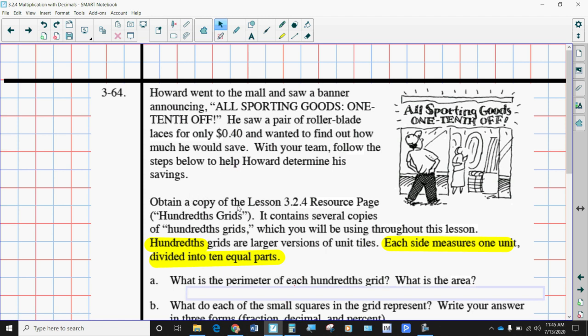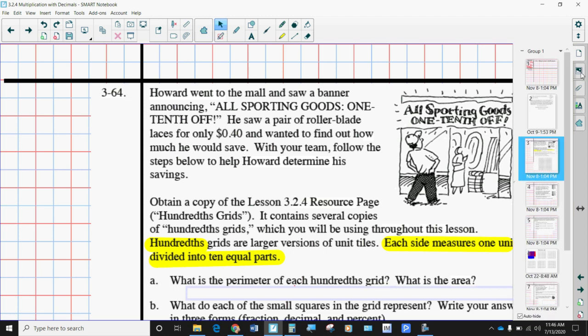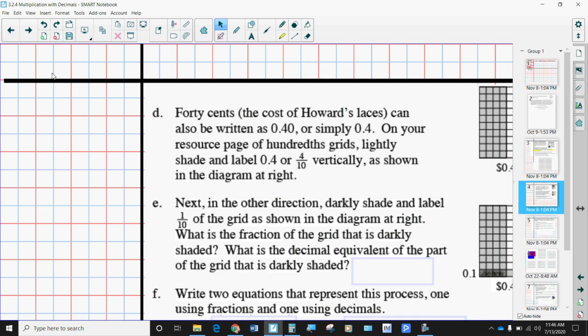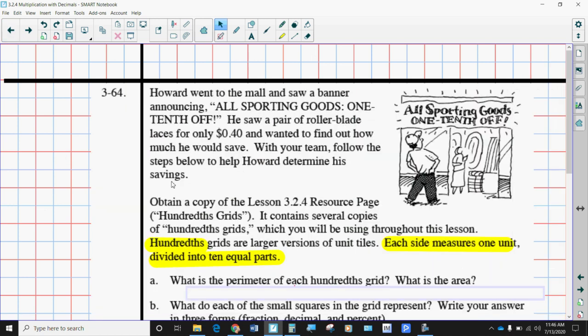So obtain a copy of this resource page. I attached one to Classroom, so you could go ahead and print that off, or you could create your own, but to be honest with you, it can be a little bit tricky if you're going to create your own hundredth grids. Maybe I'll show you. This is what a hundredth grid would look like. So it's 10 by 10. So there's a total of 100 squares in there. You could draw that, but make sure you're neat, or print one off and use one.